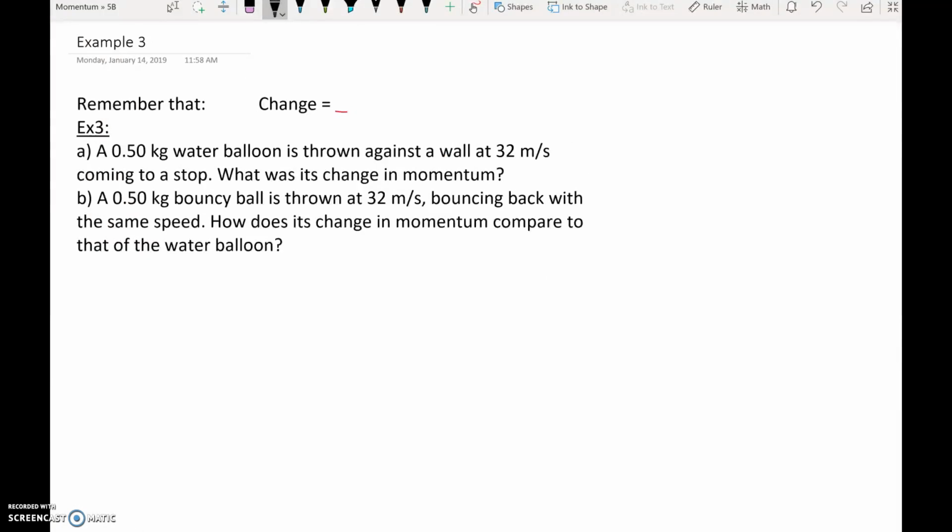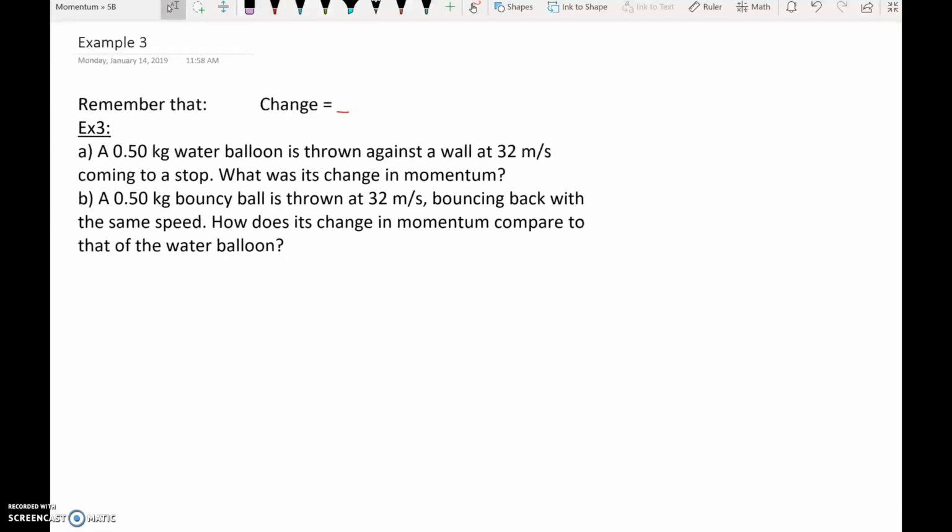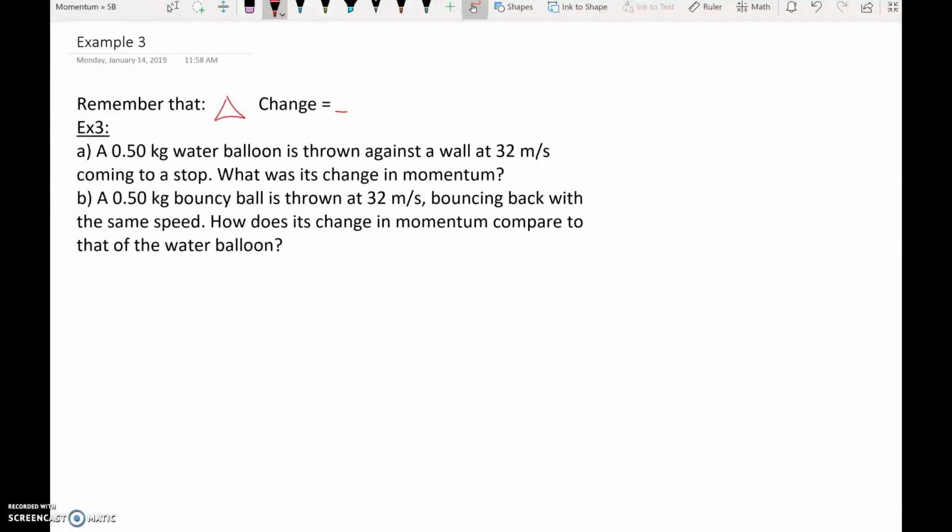Okay, so before we get too far into this, I'd like for you to remember this symbol right here, the triangle. That triangle means change, and the math for doing change is final minus initial. So if we're going to look at problem A, it says we've got a 0.50 kilogram water balloon. It's thrown against the wall going 32 meters per second, comes to a stop, and we want to know what is this change in momentum.